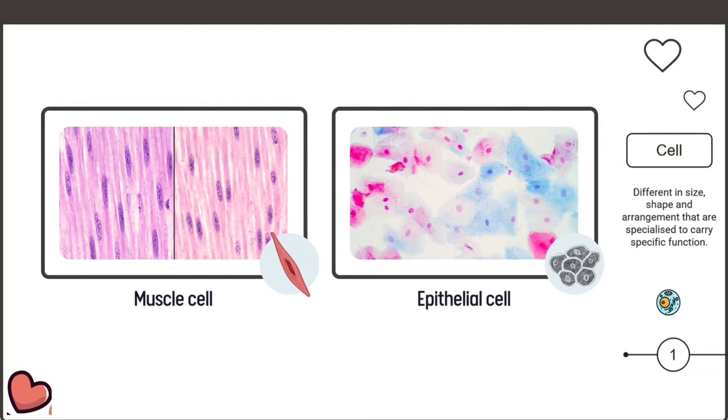Muscle cells are arranged as multinucleated striated fibers. They contract and relax to generate movement. While epithelial cells are thin and flat cells, they coat the surface of organs such as the digestive tract.